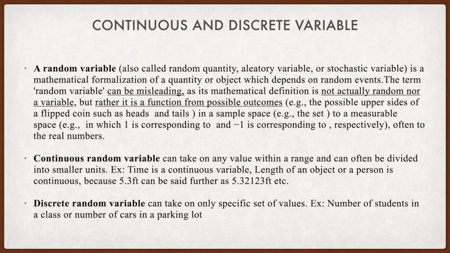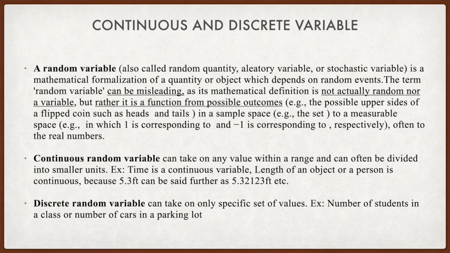And the continuous random variable can take on any value within a range and can often be divided into smaller units. Discrete random variable can take on only specific set of values. Example, number of students in a class or a number of cars in a parking lot.